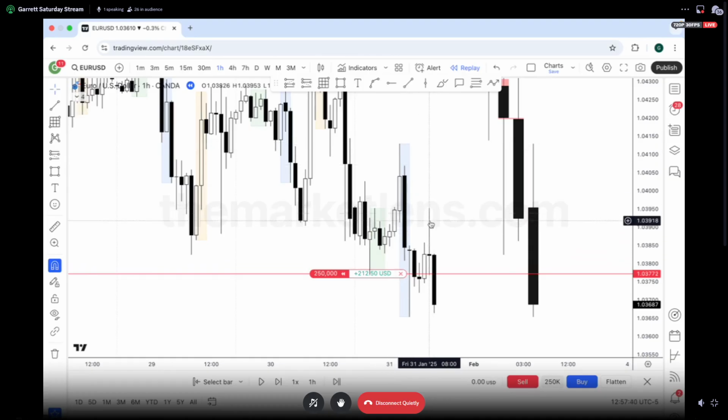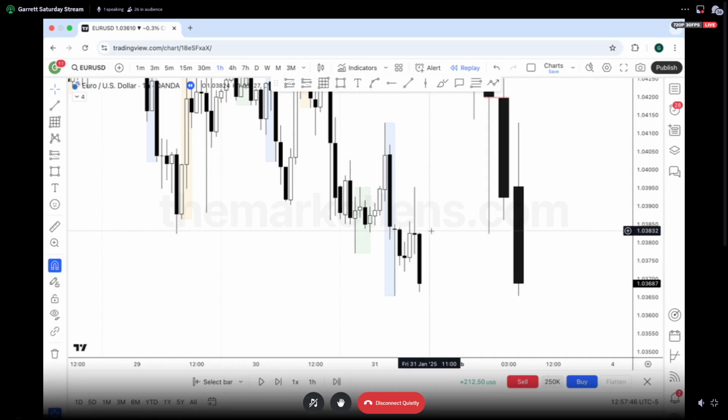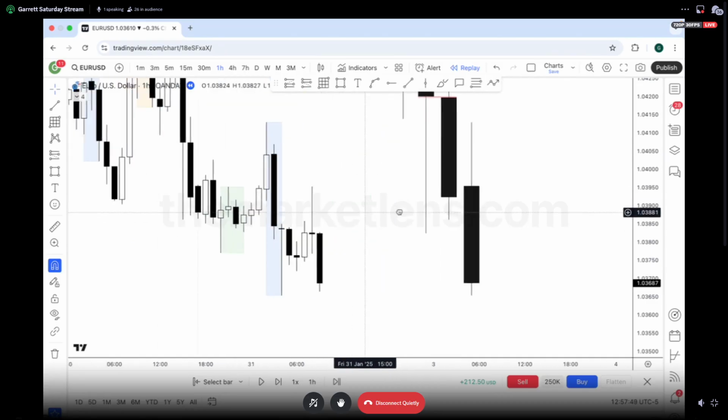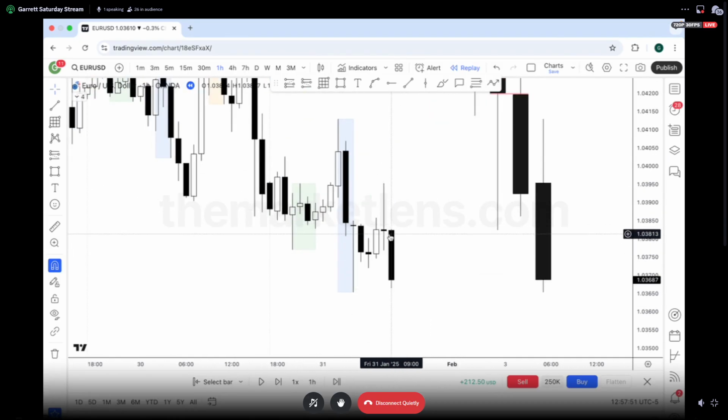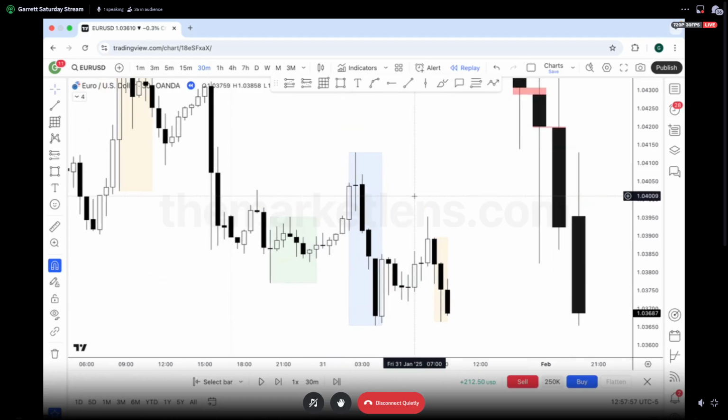This is 8 o'clock already. So you're already in New York kill zone, and then you have the 4-hour candle opening. So I don't care to predict how the 4-hour candle closes. I don't care about that. I just care about aligning myself with expansion. So you see how this model here in the 30-minute was supported by that new opening price to get to this low. That makes sense.